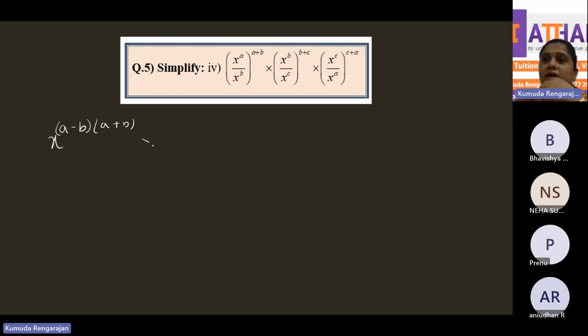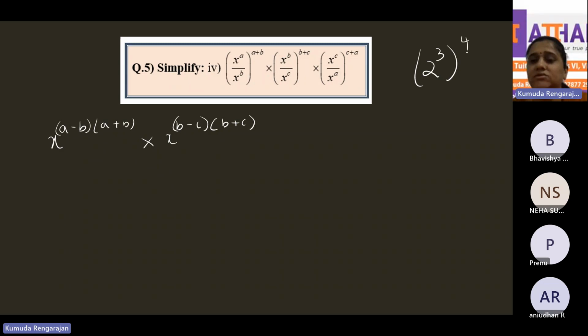Next, into x to the power b divided by x to the power c. Bases are the same, it's division, so we subtract the powers. So it'll be x to the power b minus c. But there's already another power, b plus c, so you have to multiply the powers. Recall, when you have 2 to the power 3, the whole power 4, what do you do? 3 4s are 12, so it's 2 to the power 12. You multiply the powers. Into x to the power c minus a, but there's already a power c plus a, so it's like this.